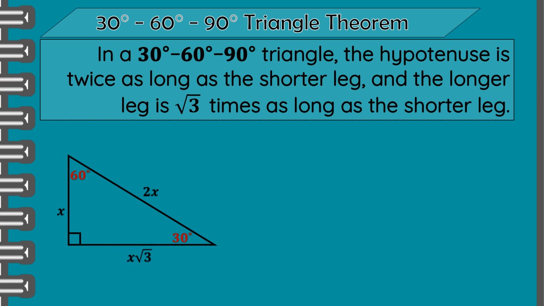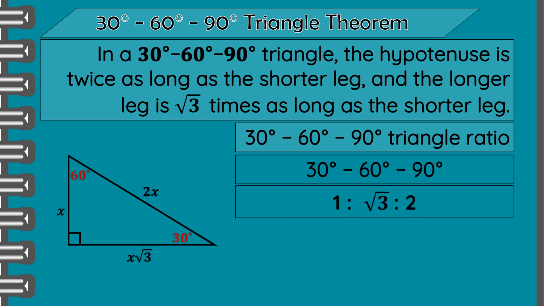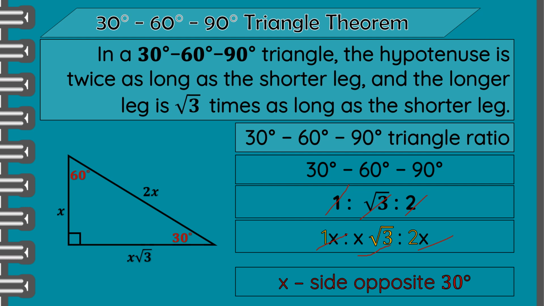From the given theorem, we can have this triangle ratio. We have 1 is to square root of 3 is to 2, or 1x is to x square root of 3 is to 2x. Please take note that the 1 here is the shorter leg, square root of 3 is the longer leg, and 2 is the hypotenuse. 1x is the shorter leg, x square root of 3 is the longer leg, and 2x is the hypotenuse. Please always take note also that your x is the side opposite 30 degrees, or in other words, your x is the shorter leg.